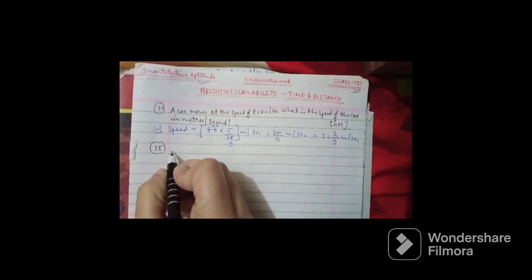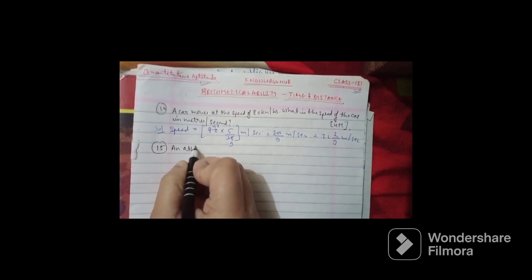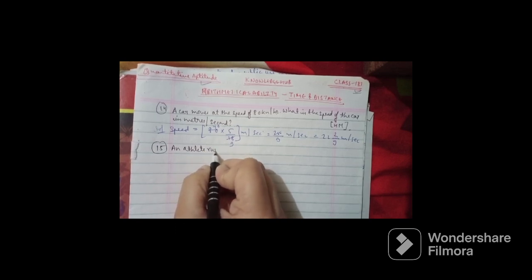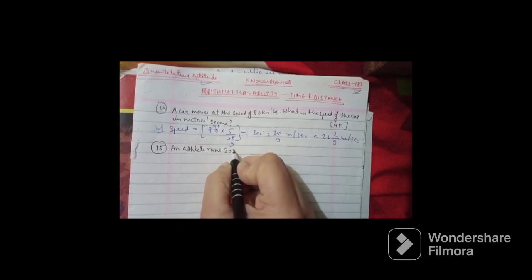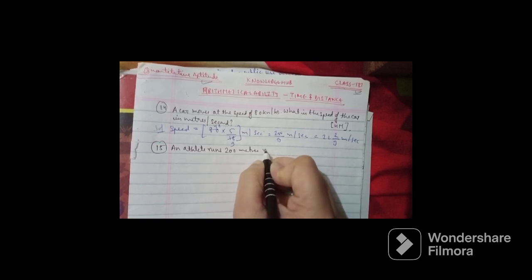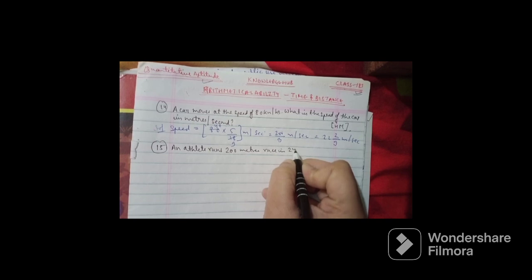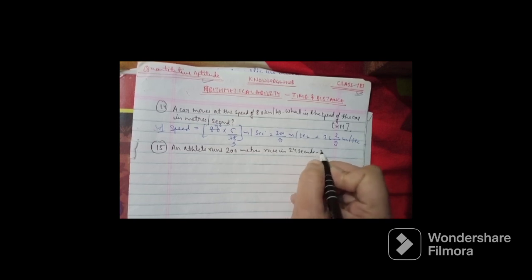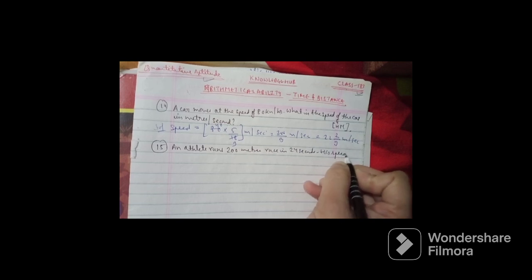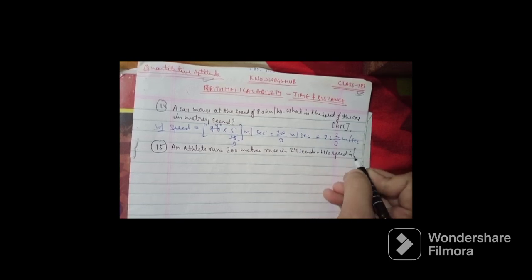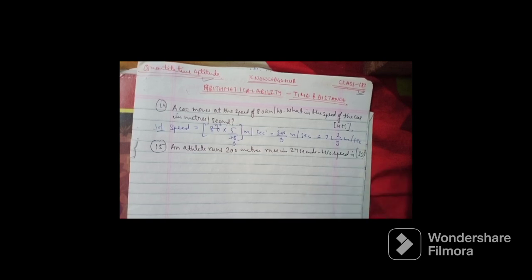So here we go. An athlete runs a 200 meter race in 24 seconds. His speed is, this has been asked in an SSC examination paper. Options were 20 km per hour, 24 km per hour, 28.5 km per hour, and 30 km per hour. So we go for the same.